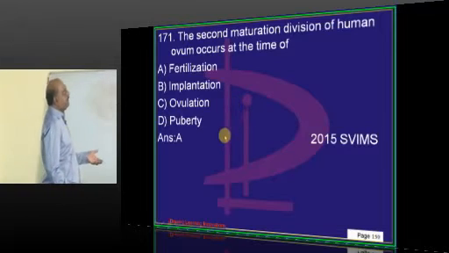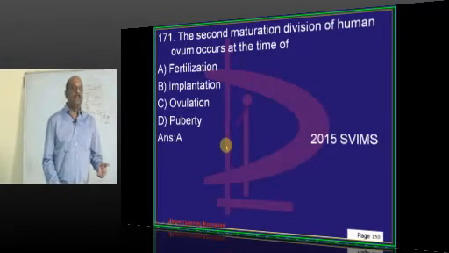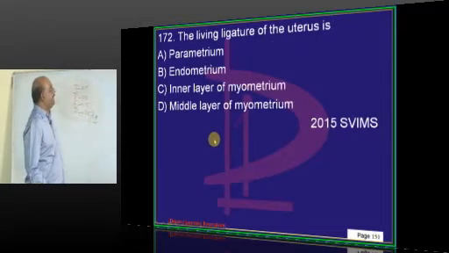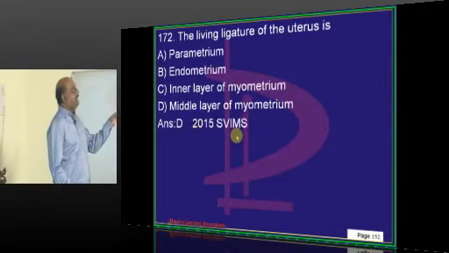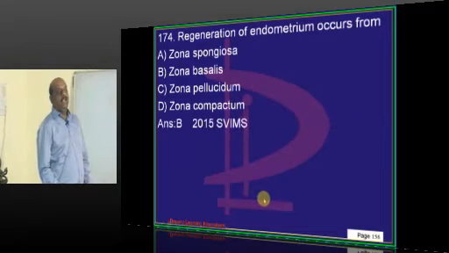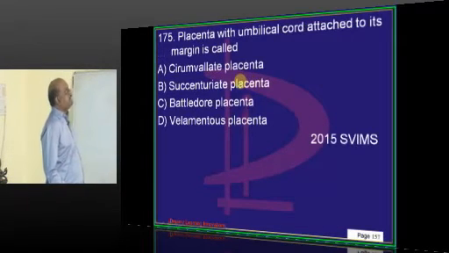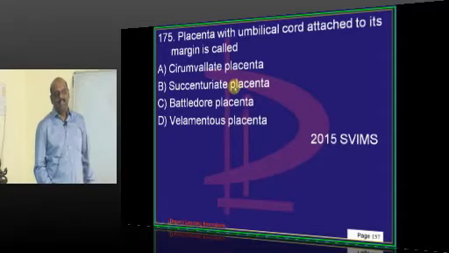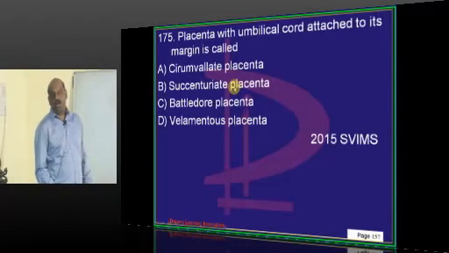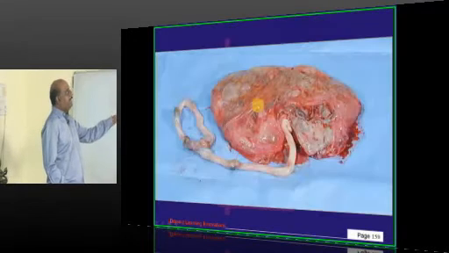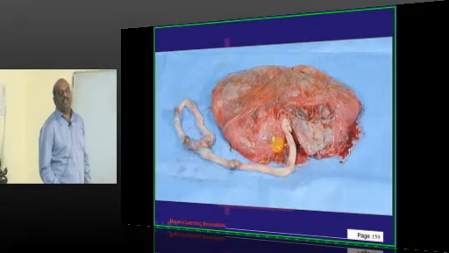The second maturation division कब होता है डॉक्टर? फर्टिलाइजेशन के बाद. Then ligature होता है middle layer of the myometrium, and ovary develops from genital ridge. Endometrium regenerates from the zona basalis. These are all classical, easy to crack. You should not lose these kinds of questions. Placenta with umbilical cord attached to the border is called battledore.